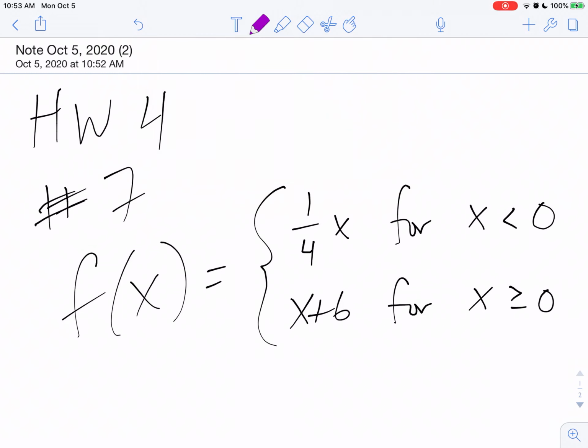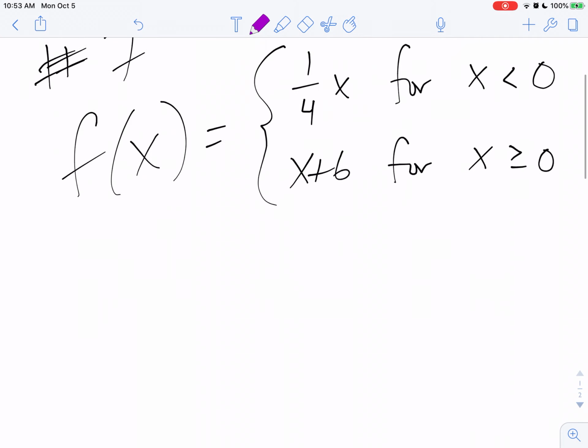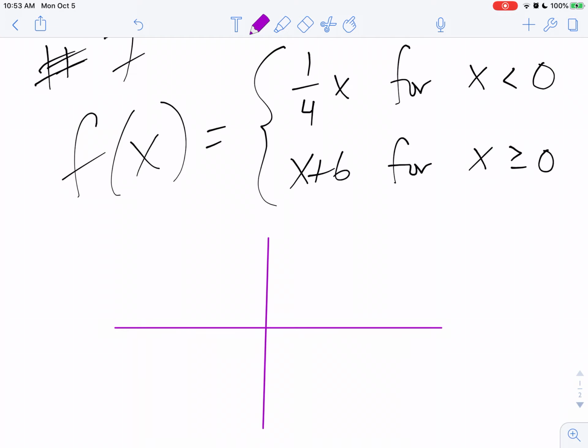Well, here's number 7 for my homework assignment for my math lab. Now this is another piecewise, except they're not asking you to graph it, they're asking you to find the domain and range. Well, for me, I'm going to go back to the graph. When I do domain and range from a piecewise function, for me, it's better to look at the graph. But I know there's other ways to do it. There's other ways to think about it.